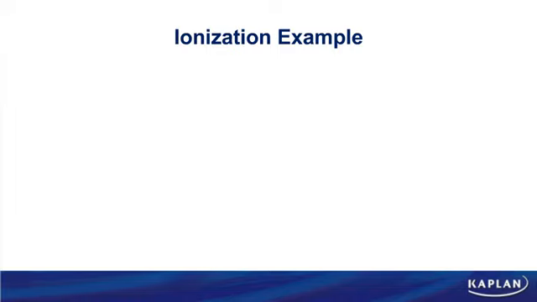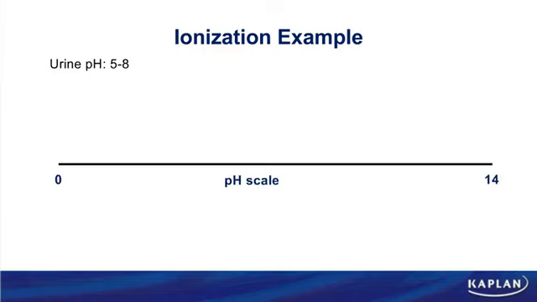The first thing that I want you to do is remember that normal urine pH is in a range of about 5 to 8. That's a typical normal range, 5 to 8. Then, when I get that ionization question, the first thing I do is draw a pH scale. I draw that scale 0 to 14.